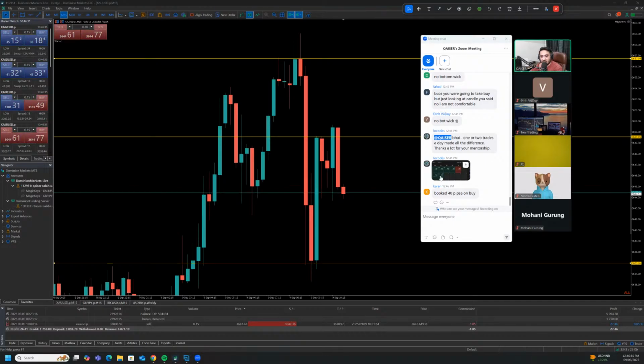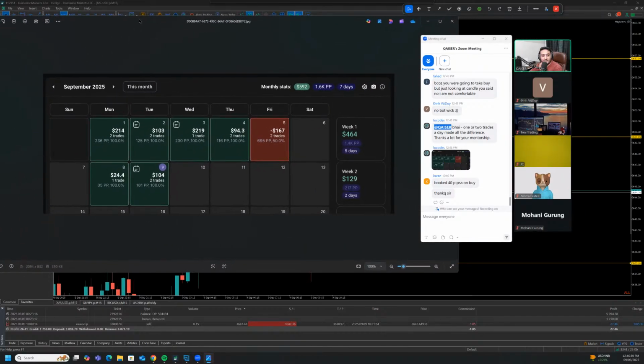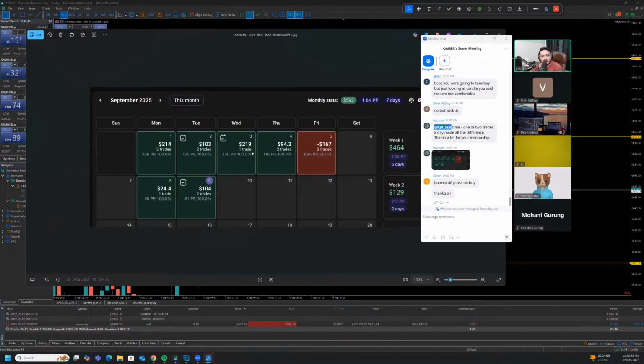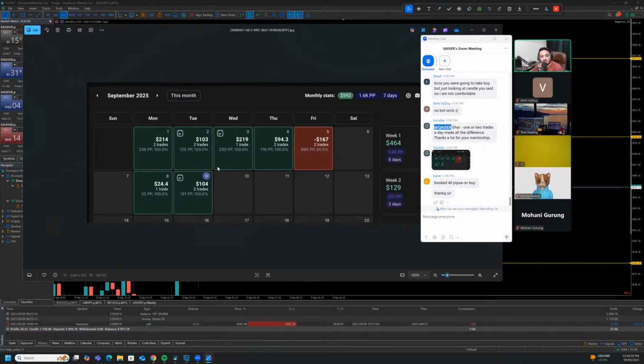Let's look at Locots' journal. Wow, look at the result. Beautifully done. I remember your old result, buddy. Look at the way you changed yourself. Two trades, one trade, two trades, two trades, one trade, two trades. Wow, such a beautiful result. This is a result of one or two trades. Totally makes sense. Very nicely done.